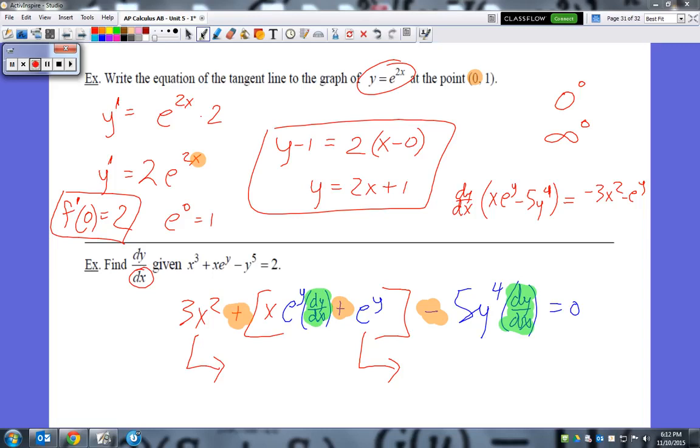So then my final answer becomes dy over dx is equal to negative 3x squared minus e to the y over x e to the y minus 5y to the 4th. No negative powers, no complex fractions. There's your answer.